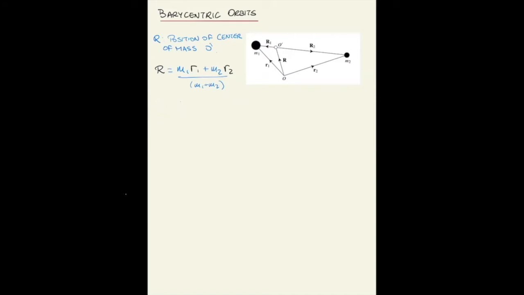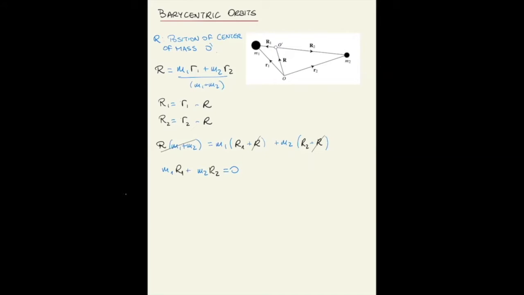So if we write that the vector big R1 is equal to little r1 minus big R, and that R2 is equal to little r2 minus big R, if we substitute little r1 and little r2 in the equation for the position vector big R, then we see that the terms involving big R will cancel out. Then we have that M1 times big R1 plus M2 times big R2 is equal to 0.